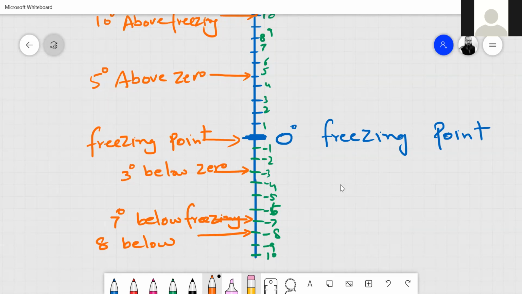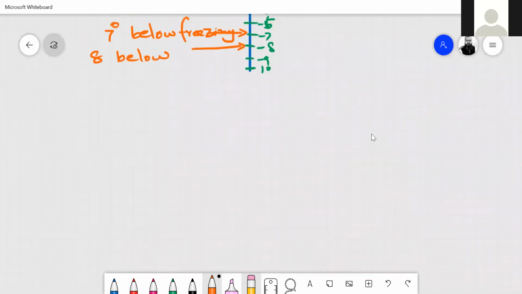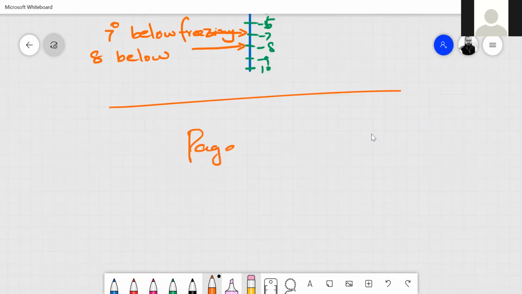This question is finished. Now we will come to the next page. Page number 254. Freezing point means zero degrees. Write down: the freezing point of water is zero. Keep in your mind, the freezing point for everything is not zero. The freezing point of water is zero.